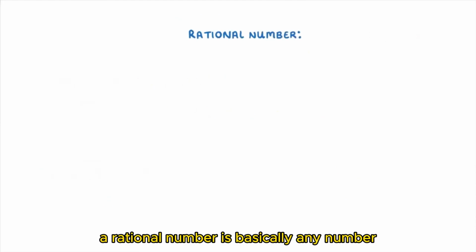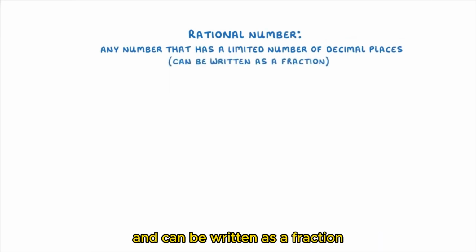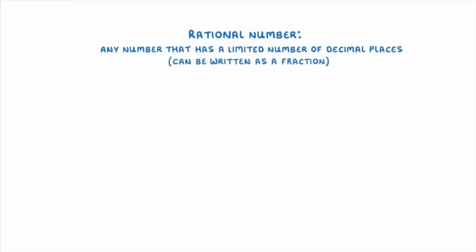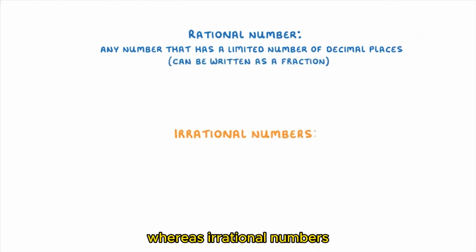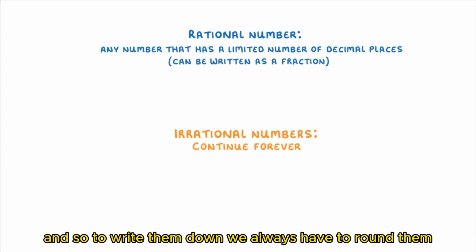So to sum up this video, a rational number is basically any number that has a limited number of decimal places and can be written as a fraction, whereas irrational numbers are those that continue on forever, and so to write them down, we always have to round them.